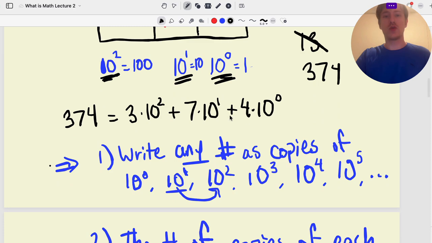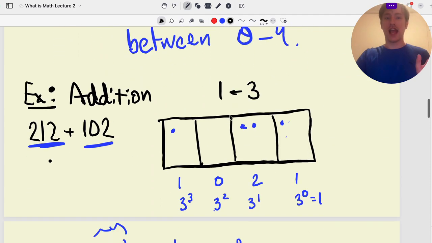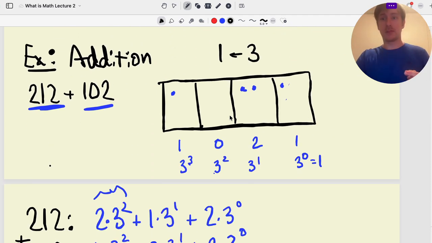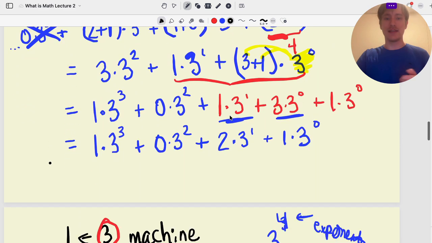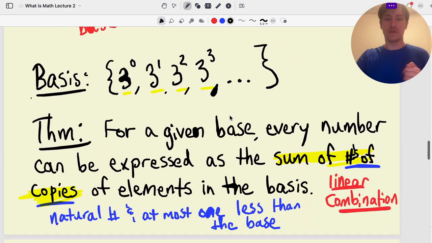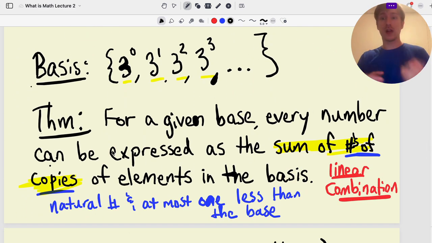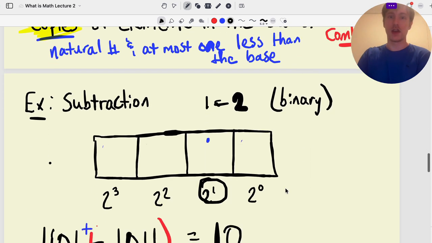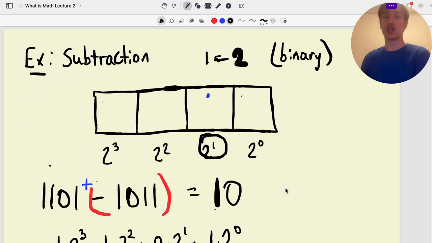And so we can write any of those numbers as some number of copies of elements in the basis, which we've illustrated a couple of different times, and those numbers of copies have to be strictly less than the base itself. Anytime you have something more than the base, you can lop off extra copies, and you can always express numbers having those special properties. And we also did examples involving addition and subtraction, and we did multiple different bases.